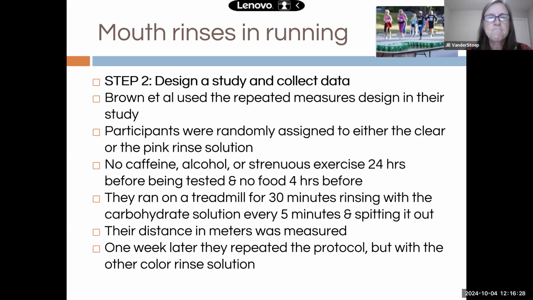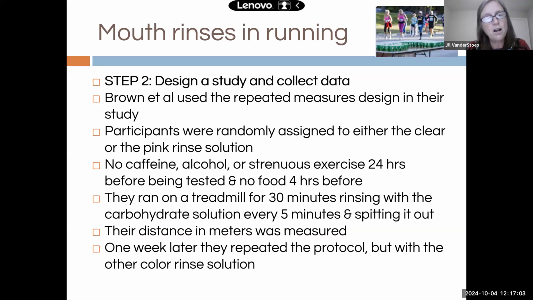Brown et al. did use the repeated measures design for their study. There were 10 participants. They were experienced runners. They were randomly assigned to either the clear or the pink rinse solution. There was a study protocol: no caffeine, alcohol, or strenuous exercise 24 hours before being tested, and no food 4 hours before being tested. Then they ran in a controlled environment on a treadmill for 30 minutes.